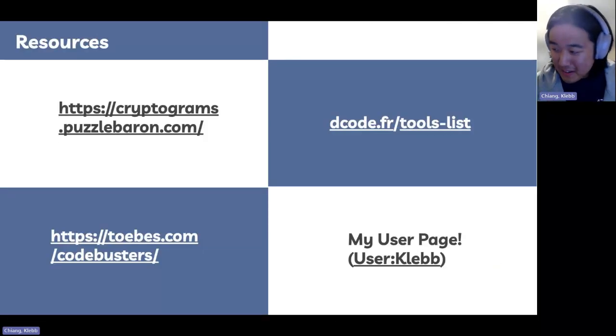Q&A time. All right, let's see. Resources, we just talked about this. Hello from California. We already talked about Puzzle Baron.